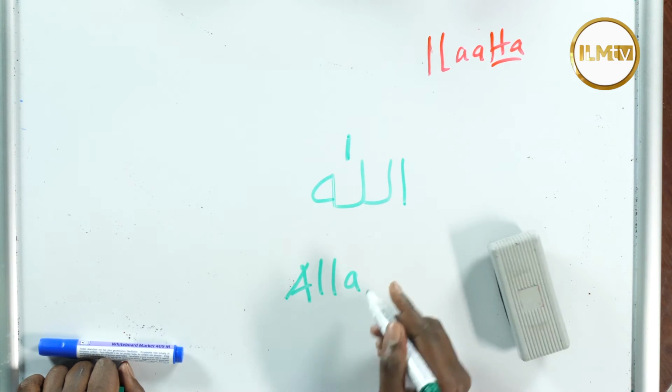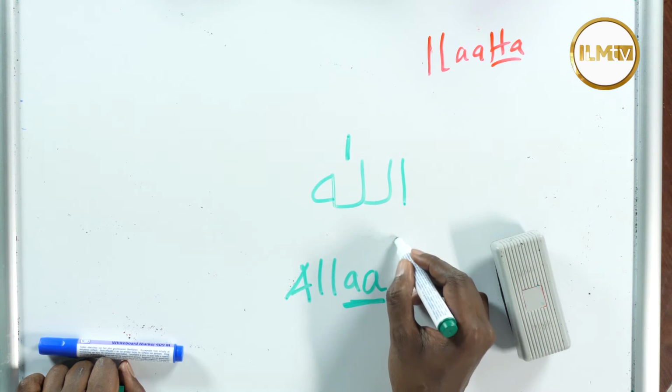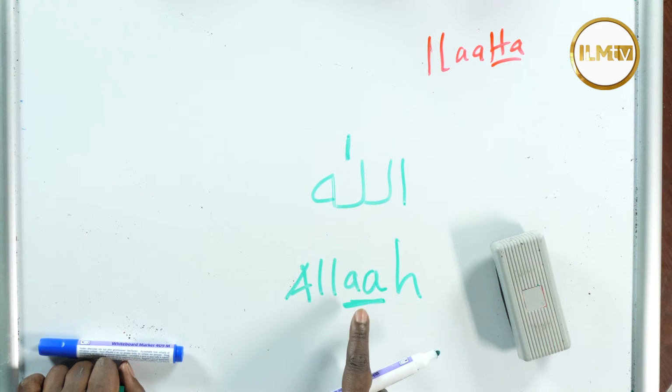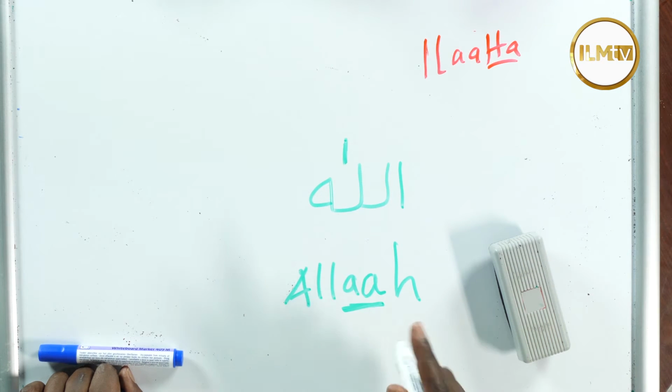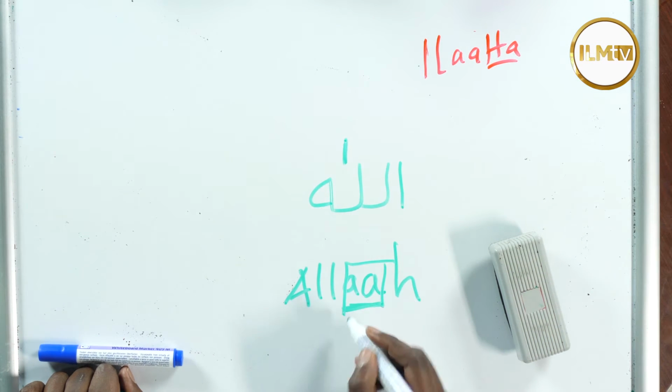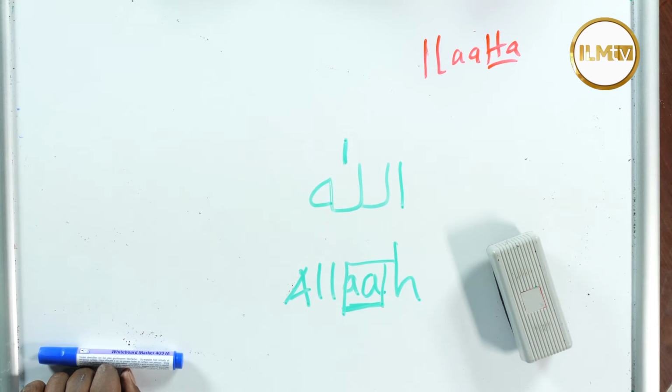The name is pronounced this way. There's a double L. This is how you pronounce it. We write it with a single, but we pronounce it Allah. There's a double here. You know, don't say it with a single. It's Allah with a double L, then a ha at the end.